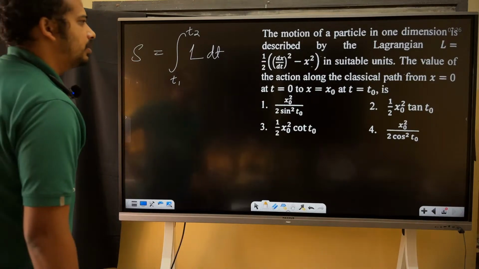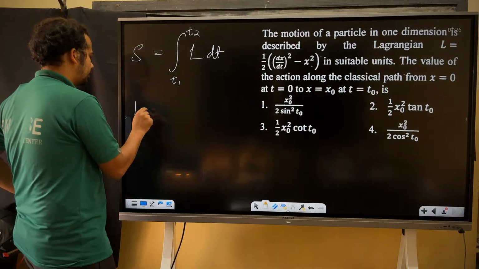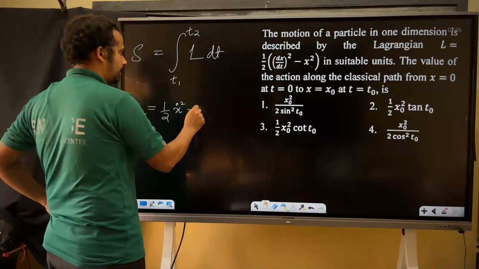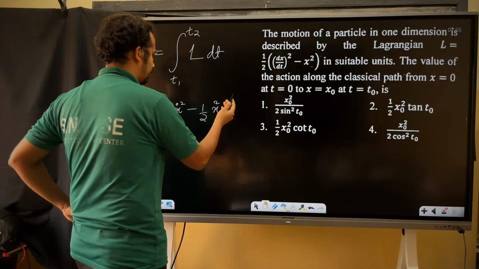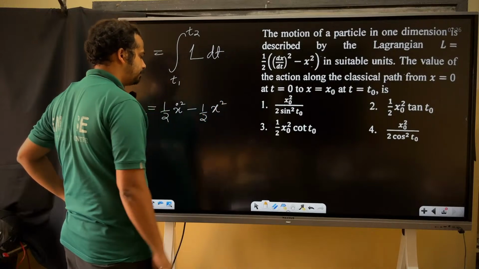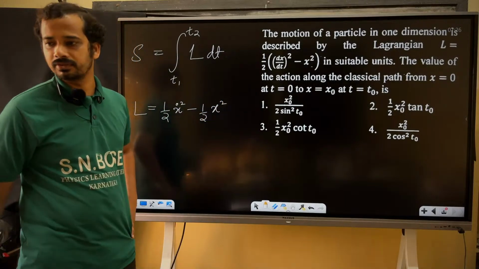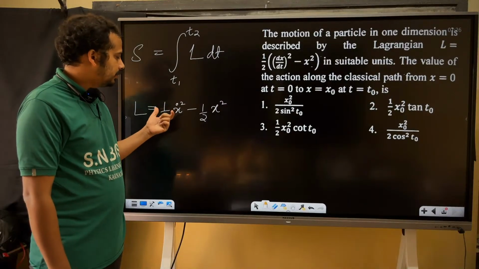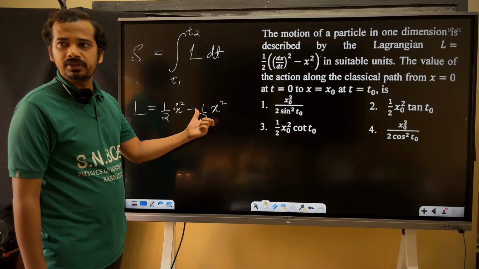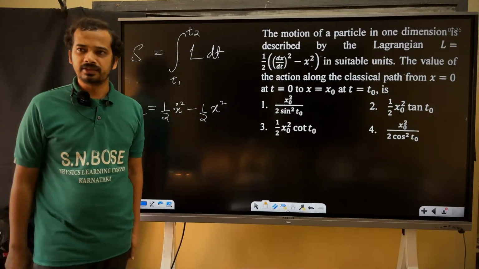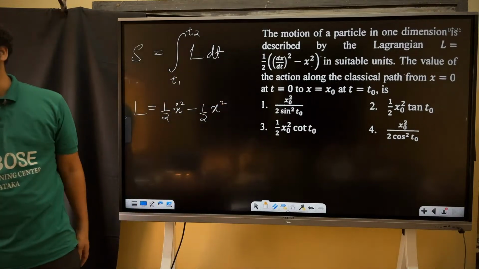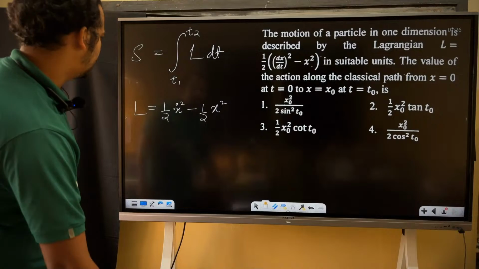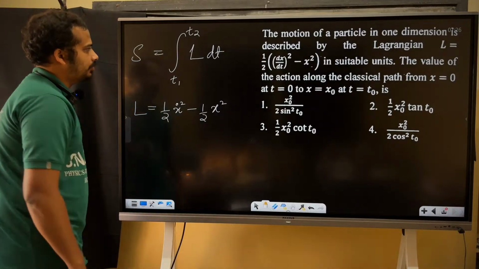So in a suitable unit, see the Lagrangian: L equal to half x dot square minus half x square. When you see this one, what do you see? What system is it? Can you quickly judge? Harmonic oscillator. Kinetic energy, potential energy. Maybe k is taken as unity. When he said in suitable unit, mass is taken as unity. Fine.